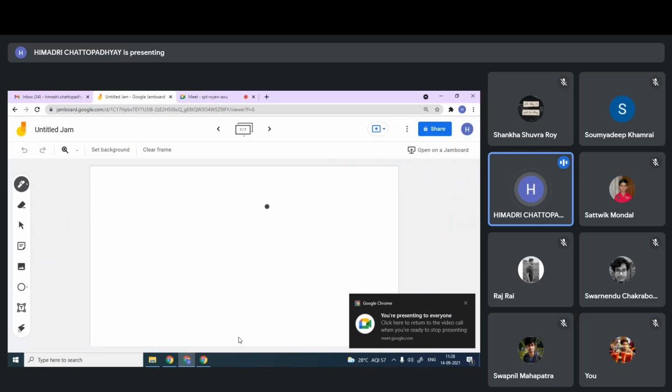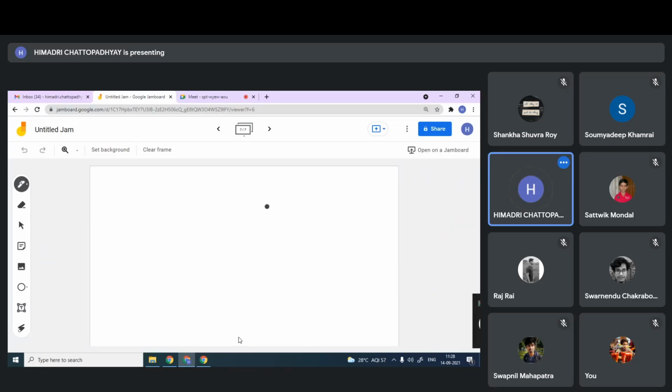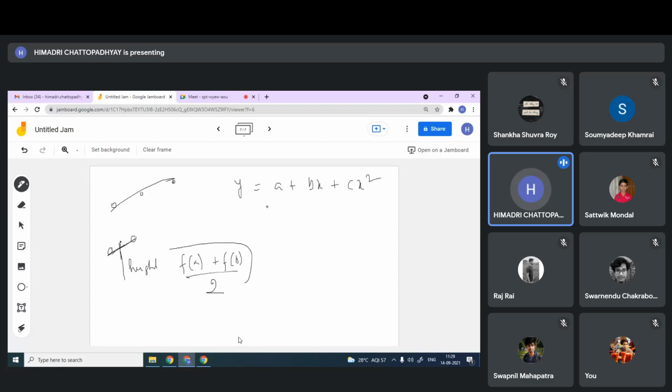So conceptually, fitting a polynomial means that we have the 3 points through which we are fitting a curve, like y equals a plus bx plus cx square. Earlier we were just fitting a line. So the average height was (fa plus fb) by 2, just linear interpolation.